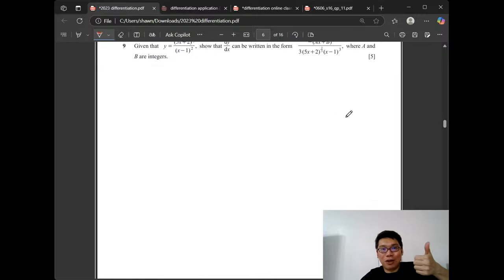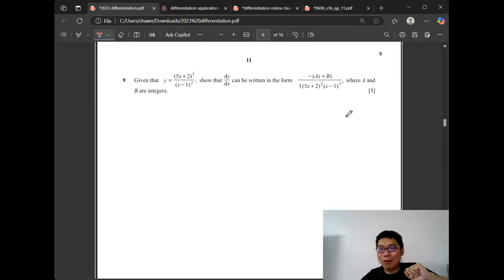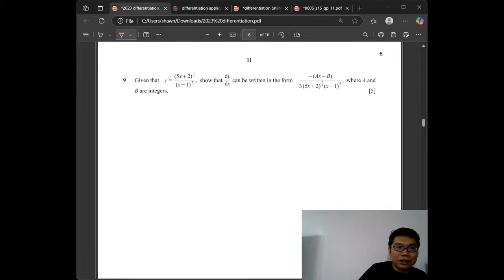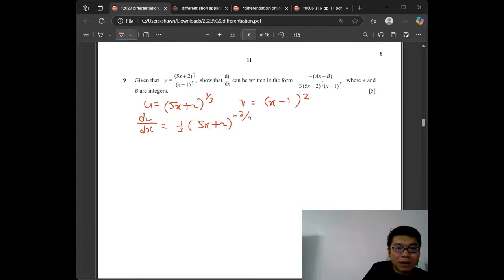Question 9. For this question, you need to know how to do differentiation. This question is not that easy. They ask you to show that dy/dx can be written in this way. If you face problems in this type of question, have a look here. You already know u is this, v is this. So we do the quotient rule, power times function, power minus 1, differentiate the bracket. Three steps, if this is not a special situation.